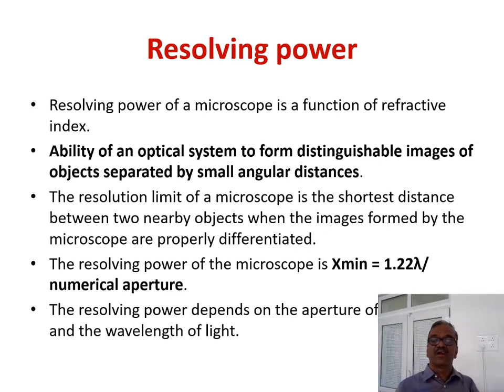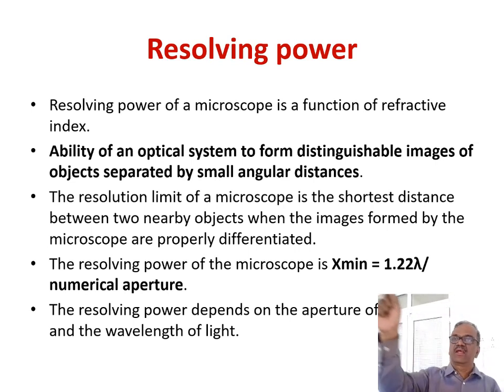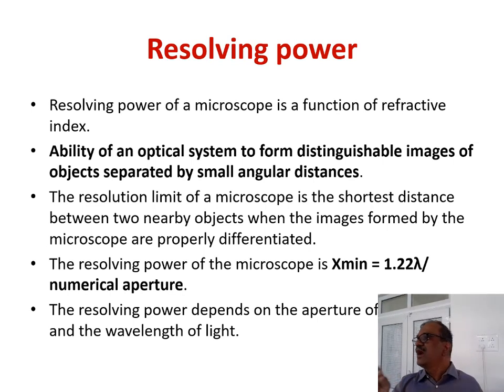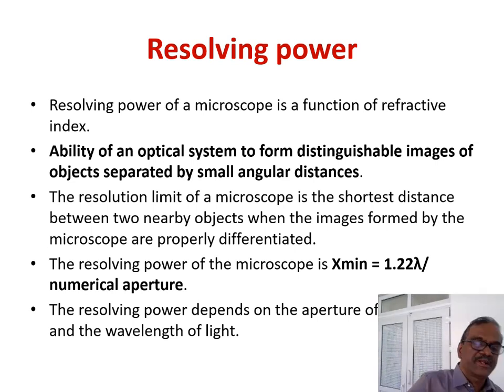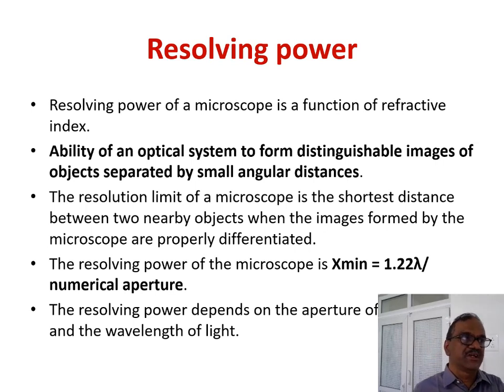Even in a single object, for example, if you are observing the spermatozoa, the tail and acrosome, how they are present, and if you are able to differentiate that particular membrane, then that is the resolving power. So the resolution limit of a microscope is the shortest distance between two nearby objects when the images formed by the microscope are properly differentiated. So two closer images, how well they are differentiated, gives the resolving power.